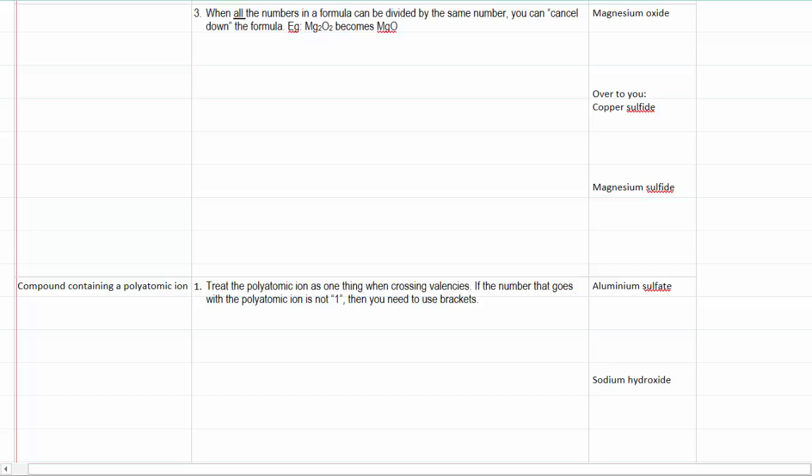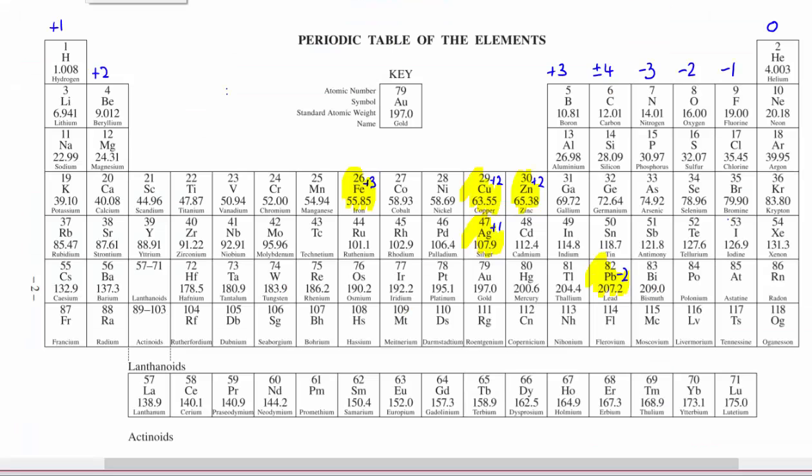Rule number 3 is that sometimes you will be able to simplify a formula. So the formulae for ionic compounds are like ratios, basically. So if you can divide all the numbers by the same thing, you can cancel down. Okay, let's see how that works with magnesium oxide. Back to our periodic table again. Okay, magnesium is over here. It's got a valency of 2. And oxygen is over here. It's got a valency of 2.